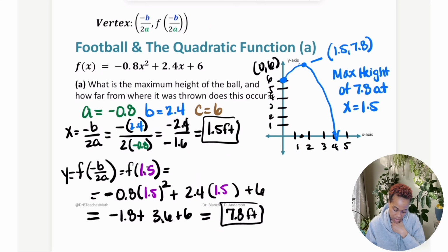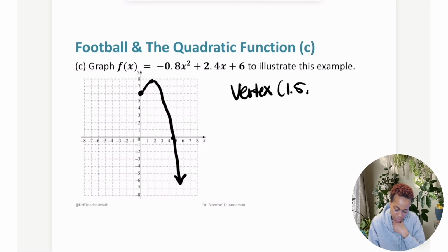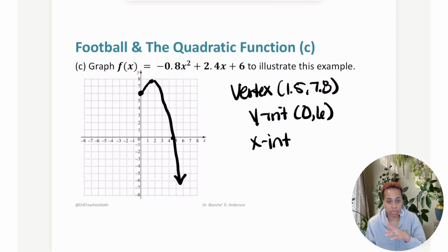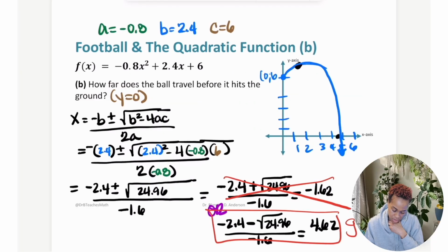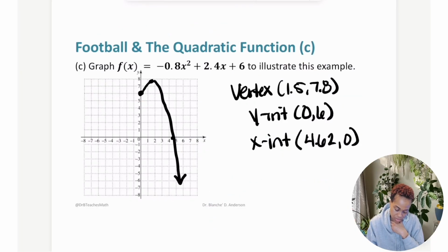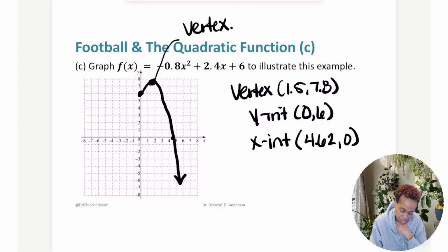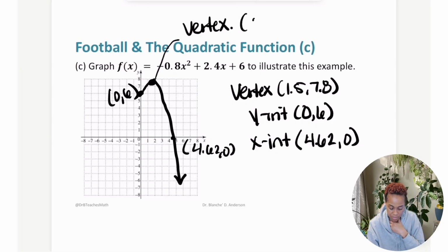Okay. So our vertex, 1.5, 7.8. Our y-intercept is 0, 6. And our valid x-intercept, we had 2 of them, but remember, you don't throw the football backwards. It's when x is 4.62, comma 0. Okay, this is our graph. This was our vertex. This is our 4.62, comma 0. And this was 0, comma 6, okay? And this was a maximum point.